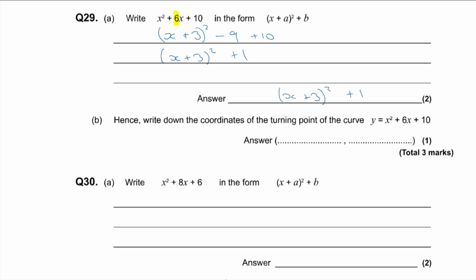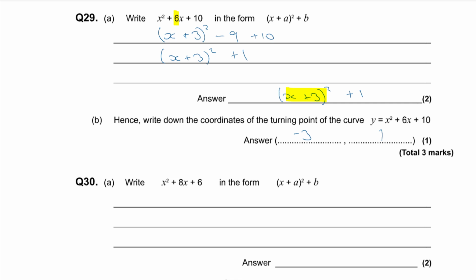Hence, write down the coordinates of the turning point. Okay, so what value of x makes this bracket part 0? Well, it's going to be 0 when x is minus 3. And when that bracket is 0, the y value will be 1.